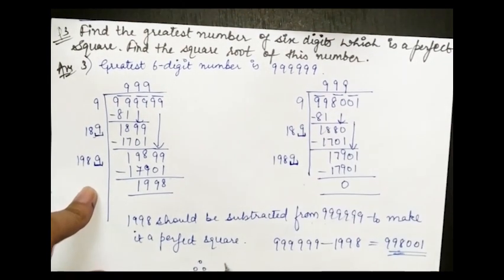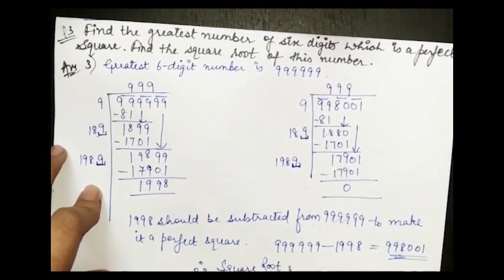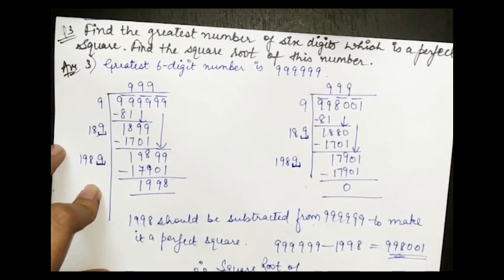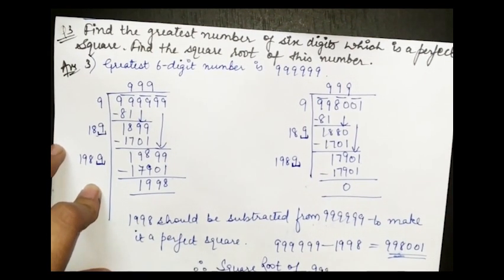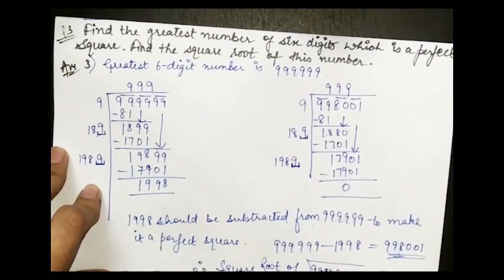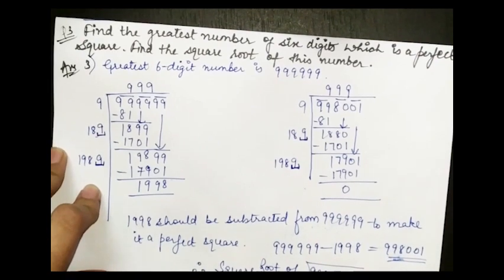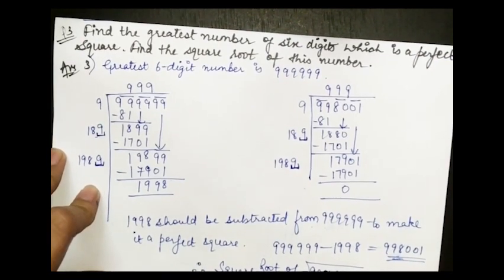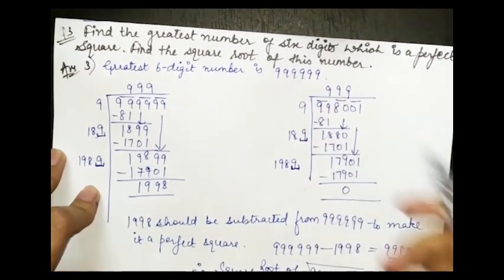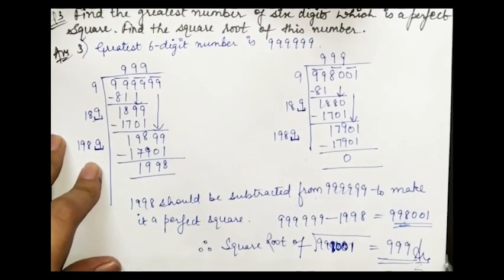So the square root of 998,001 is 999. So the square root of this number is 999. So this is the answer for this question.